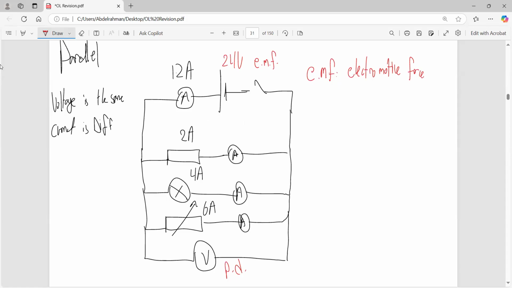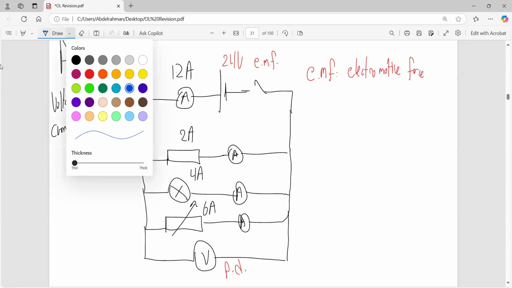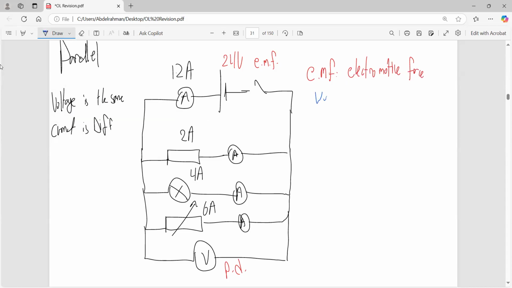Electromotive force is the work done by a unit charge while passing through a component. Electromotive force is the work done by a charge passing through a component.